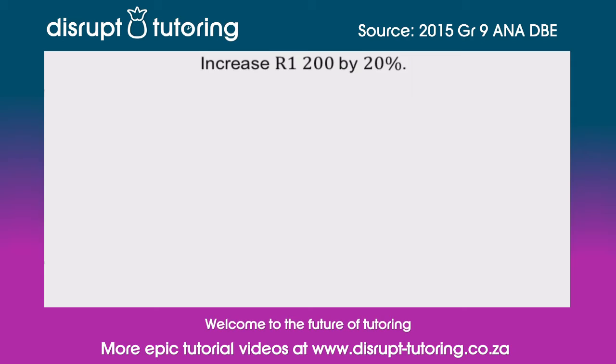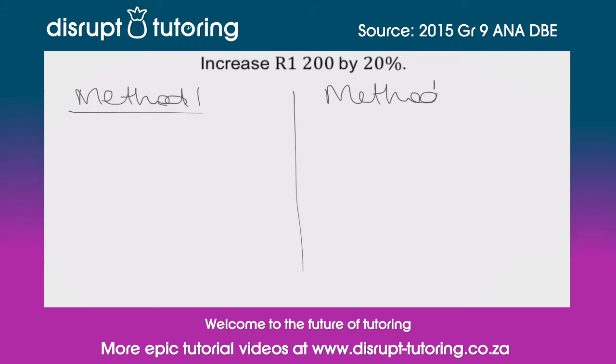Today we're going to look at increasing 1,200 Rand by 20%, and there are two methods that we can use, and I'm going to take you through both methods. Alright, so I'm going to split my screen in half, and I'm going to say method 1 on the left hand side, and method 2 on the right hand side.